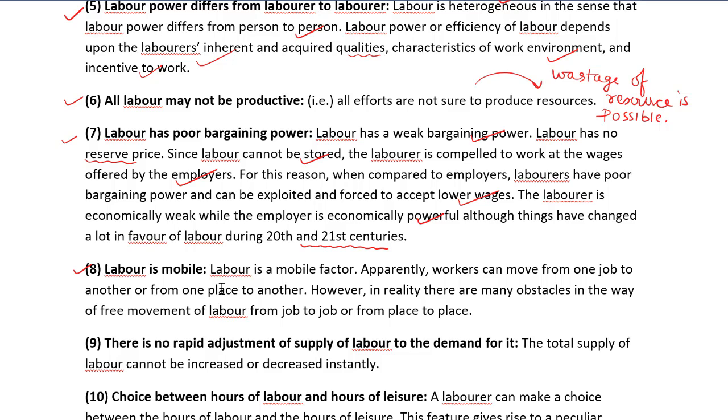Labor is mobile. That means labor can shift from one place to another. If labor wants, he can give his services from country A to country B. He can shift from India to Japan, Japan to China, China to the US, anywhere in the world. Land is immobile, but labor is a mobile, moving factor. Apparently, workers can move from one job to another or from one place to another. However, in reality, there are many obstacles in the way of free movement of labor from job to job or place to place.